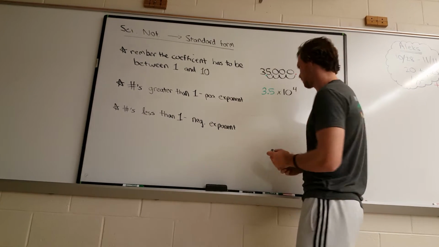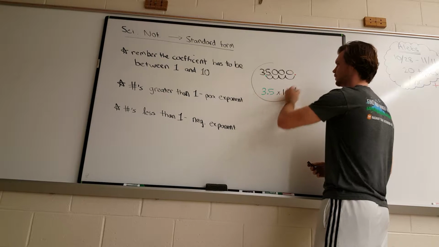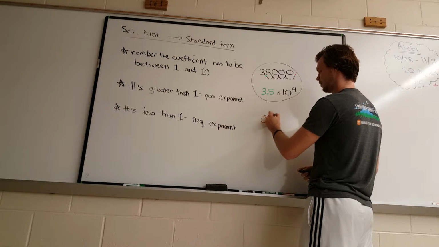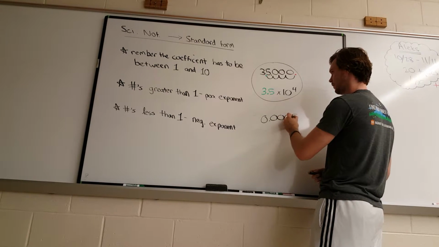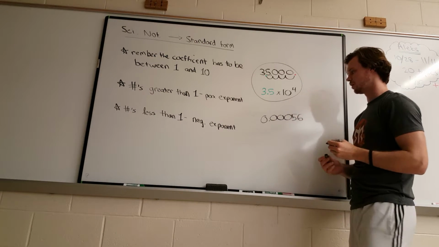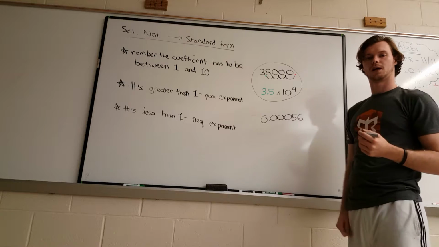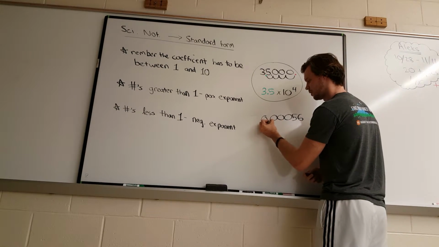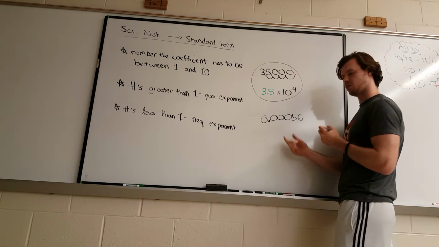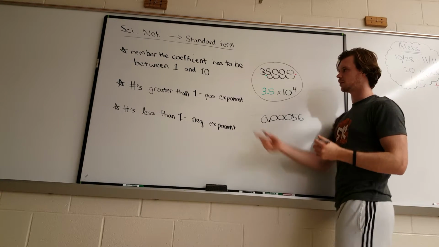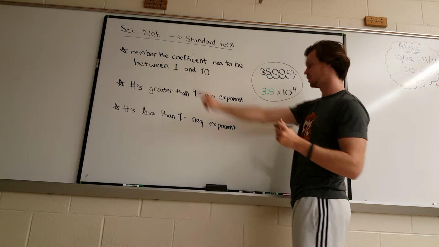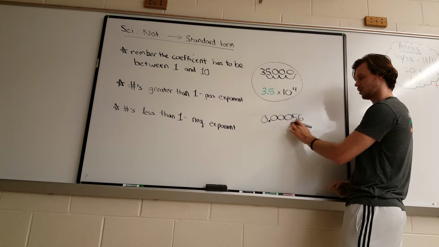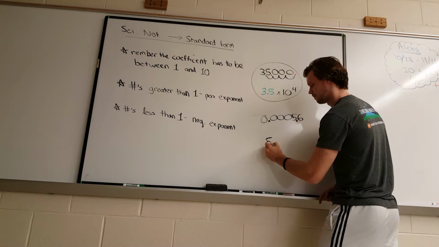Let's look at one with a negative exponent. So, sample number 2, let's go with 0.000056. So I look at this thing, and I go, where's my decimal point right now? Well, it's right here. And then I go, where does my decimal point need to be? Because remember, it's got to be between 1 and 10. So I put my decimal place right here. Well, that makes my coefficient 5.6.